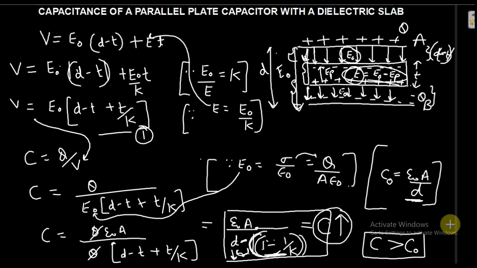So if you compare the two topics, first when a conducting slab is between the parallel plates and when a dielectric slab is between the parallel plates, in both cases the capacity will increase. So we conclude here that a dielectric slab between the two parallel plates of a capacitor will increase the capacity of the capacitor. We can store more charge when a dielectric slab is in between the two parallel plates.